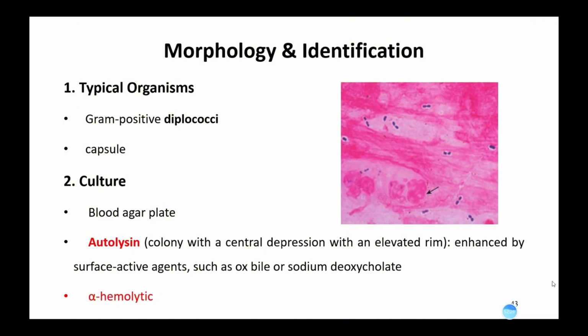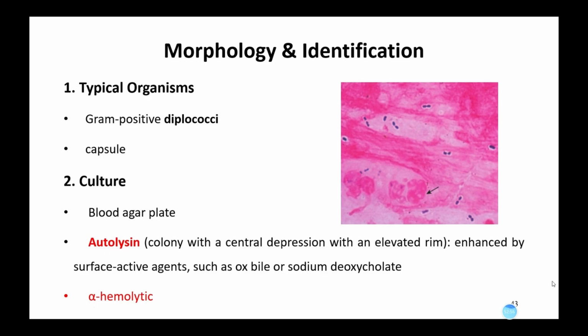And you can see the presence of capsule structure surrounding the cells. So they do produce capsules. And the capsules are their important antigen molecules. Let me show you later. And we culture this bacteria on blood agar.